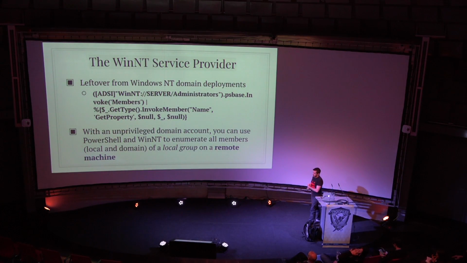So in Active Directory, there's something called the WinNT service provider, which is a remnant leftover from Windows NT domain deployments. They left it in because of backwards compatibility, which always ends up being Microsoft's Achilles heel. This is just a really terrible, gross example of what it looks like calling this stuff raw. A lot of this is what PowerView will look like underneath. But if you run this call against a particular server, IP, or whatever, this will tell you all of the members of the administrators group on a remote machine, and you don't need administrator privileges to pull this information back.